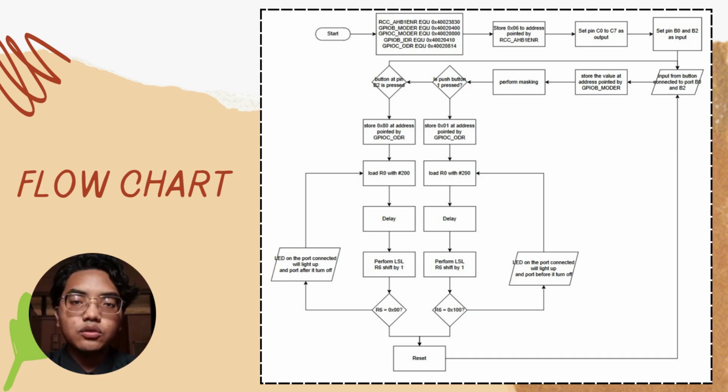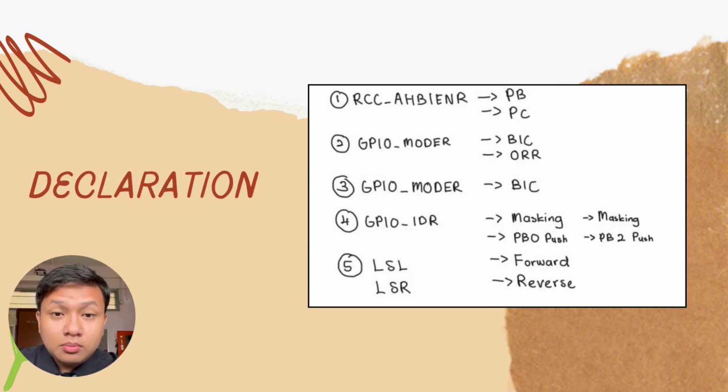When the button connected to input pin B2 or button 2 is pressed, the reverse running light sequence will start, meaning it will first light up LED 7 and then after a short delay turn it off and the previous LED will turn on. In this case LED 6 and so on until LED 0.